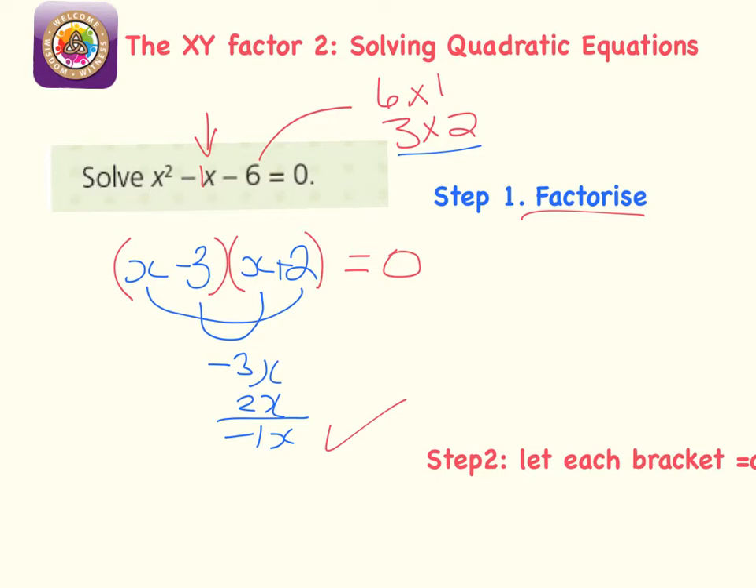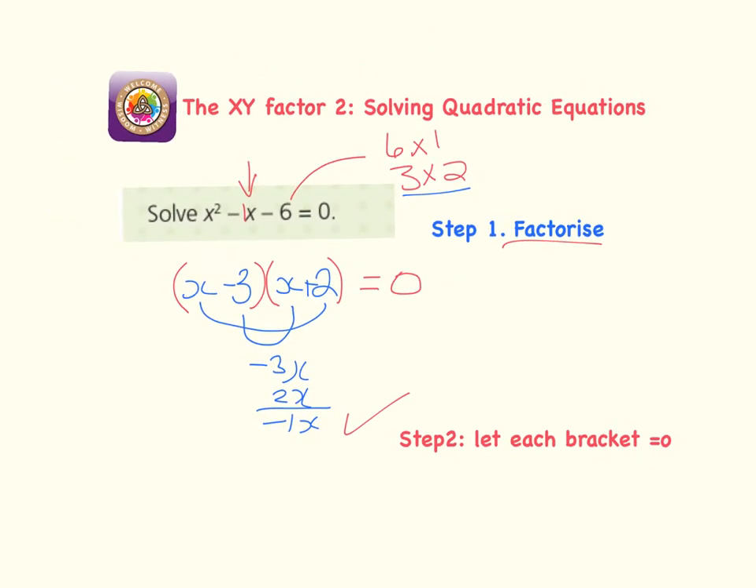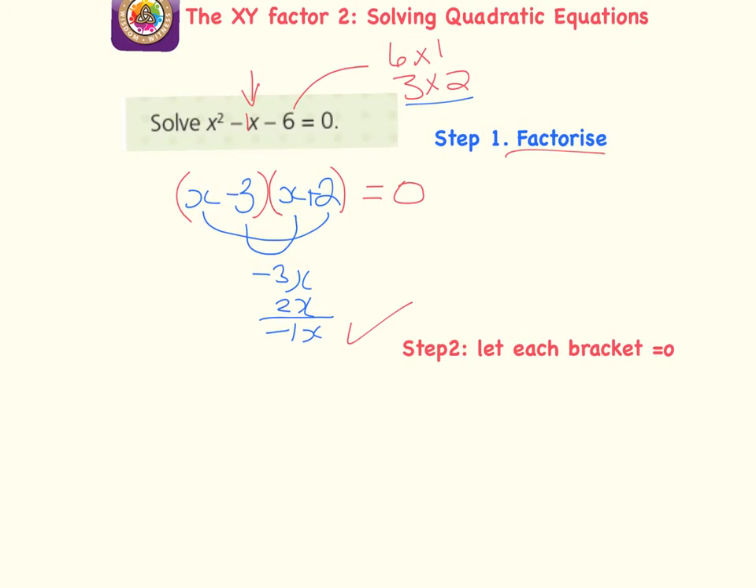So I'll just pull that over a little bit, equal 0. I'm going to make this a little bit smaller so that I have a little bit more room to work with. So the first bracket I have is this one here, x minus 3. I'm going to let that equal 0. And I'm going to draw a line, and I'm going to let the second bracket, which is x plus 2, equal 0.